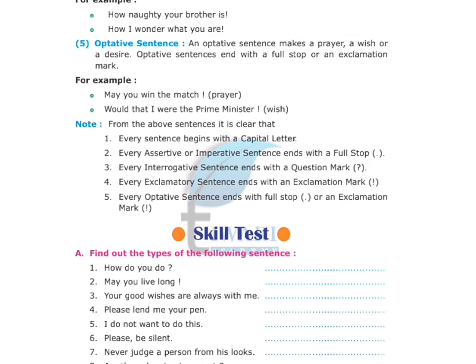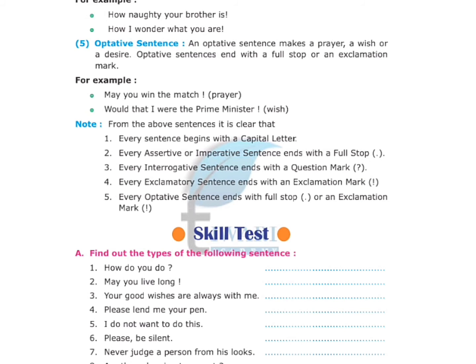"Would that I were the prime minister." That is a wish. Okay, "Would that I were an actress," like this. So an operative sentence makes a prayer or wish or a desire.